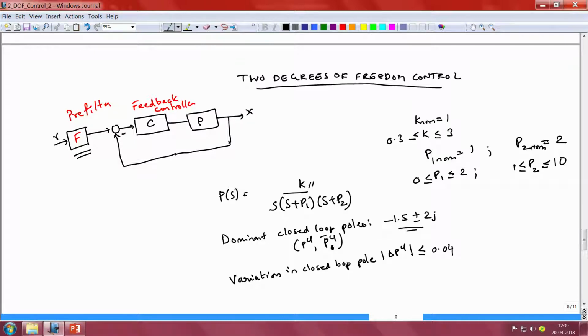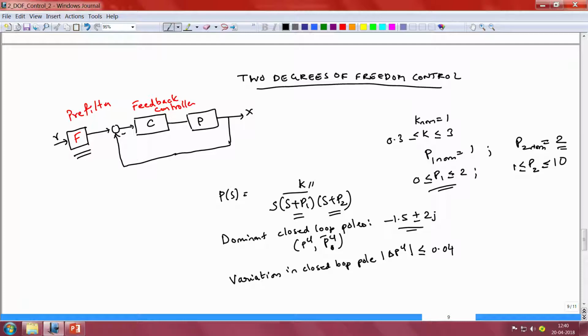The plant is very similar in structure to the plant that we have been looking at in all the previous examples, but with the exception that this plant has 3 parameters that are uncertain. The gain k of the plant is uncertain, its nominal value is 1, but it can change between 0.3 and 3. The pole location P1 is uncertain, its nominal value is 1, but it can change between 0 and 2. And the second pole P2, which is nominally at s equal to minus 2, is also assumed to be uncertain. So it can vary between s equal to minus 1 and s equal to minus 10.